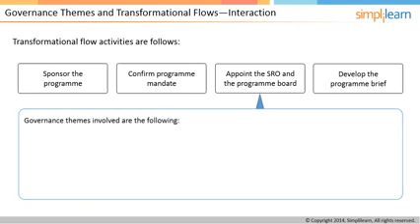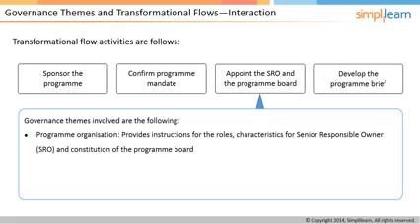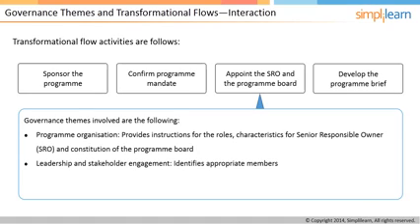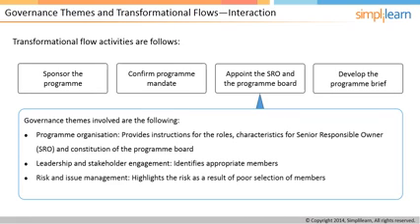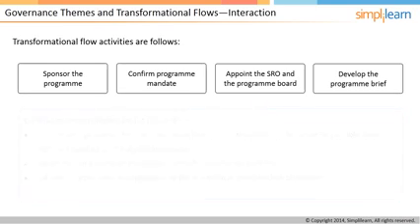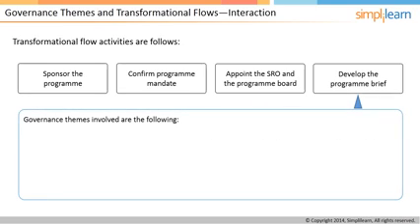To appoint the SRO and the program board, the program organization provides instructions for the roles, responsibilities, and attributes of the same. The other themes that assist are leadership and stakeholder engagement to identify appropriate members, and risk and issue management that highlights the risk as a result of poor selection of members.